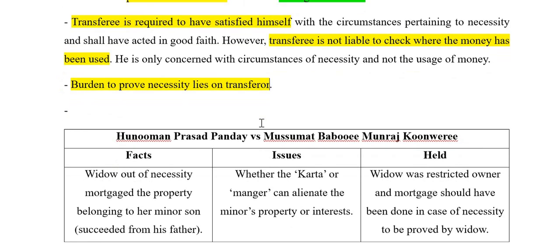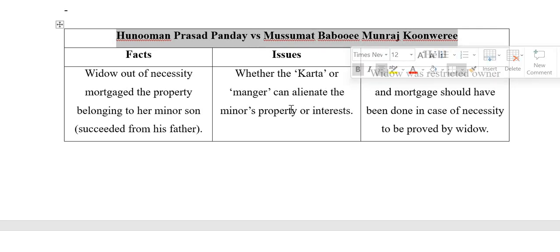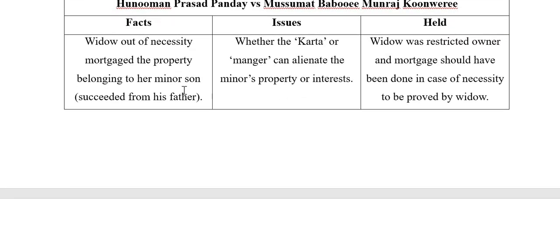Let's see some cases. Hunooman Prasad Panday versus Mussumat Munraj Koonweree. Now what are the facts? Facts are, a widow out of necessity mortgaged the property belonging to her minor son, which was succeeded from his father. So widow के पास property थी, लेकिन उस प्रॉपर्टी को नेसेसिटी की वजह से उसने बेच दिया. प्रॉपर्टी बिलोंग करती थी माइनर सन को, सक्सेशन के थ्रू थी और विडो वाज टेकिंग केयर, बट इन ऑर्डर टू मीट आउट दिस नेसेसिटी उसने प्रॉपर्टी को सेल कर दिया.